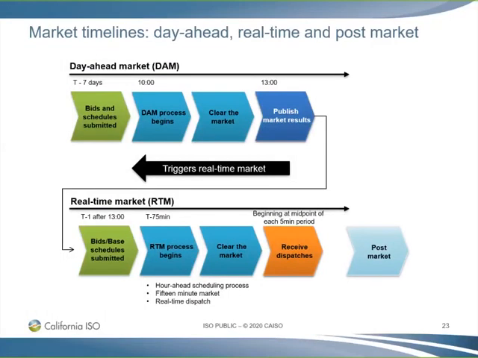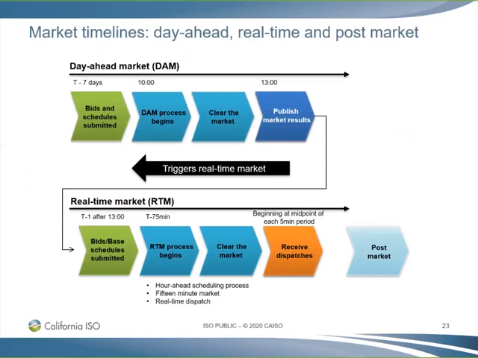Now let's conduct a brief overview of the market timelines. We have just talked about both the day-ahead and real-time markets, and this diagram here shows the relationship between the two. As you can see, they are very similar. The day-ahead market opens 8 days before the trade date and closes at 10 a.m. the day before.